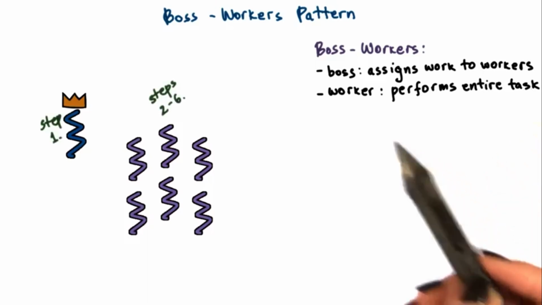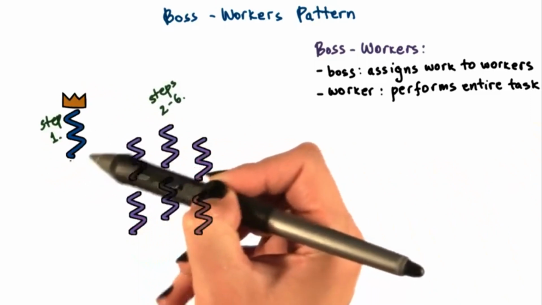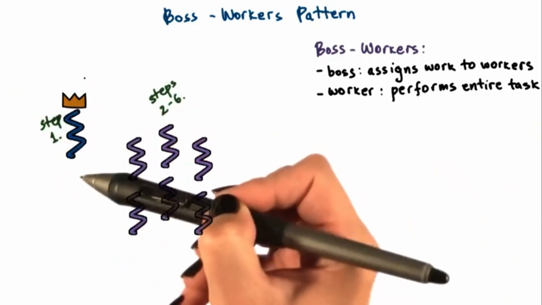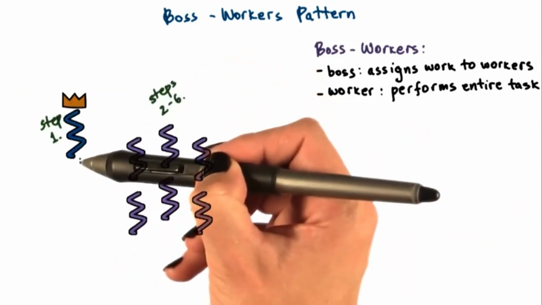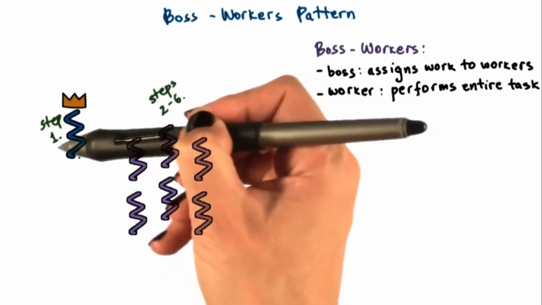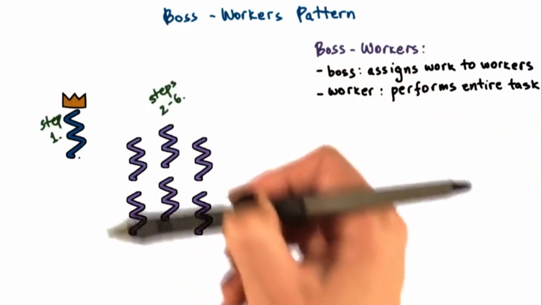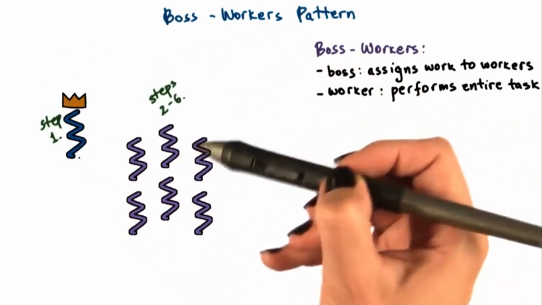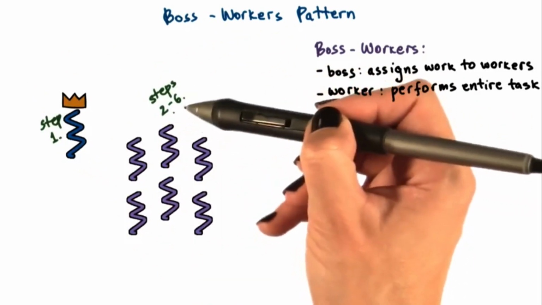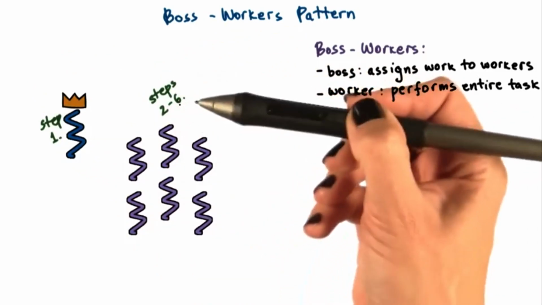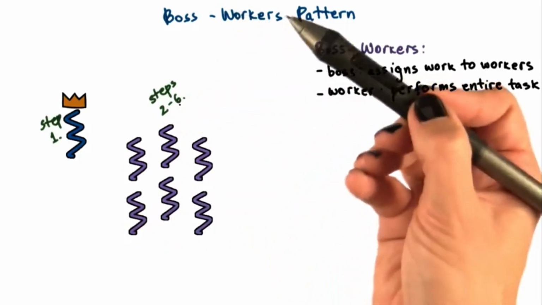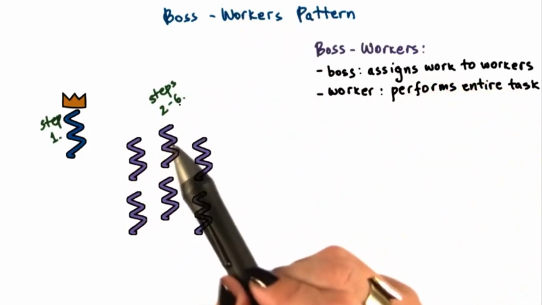Concerning our toy shop example, that means that the very first step, the step where we accept an order, will be performed by the boss. The boss will accept an order and then immediately pass it on to one of the workers. Each of the workers will perform steps 2 through 6. So we'll parse the order, cut the pieces, paint the pieces, assemble the wooden toy, and ultimately ship the order.